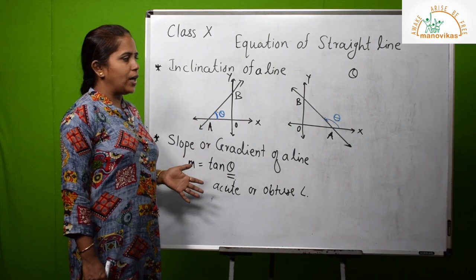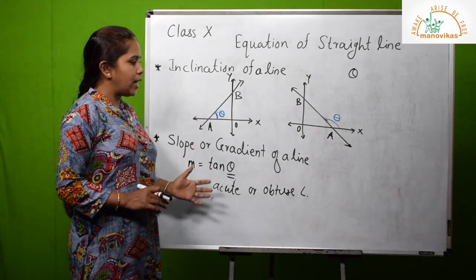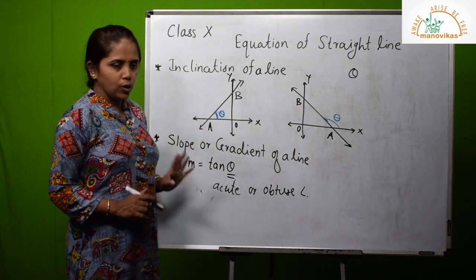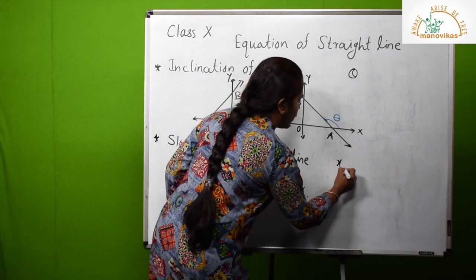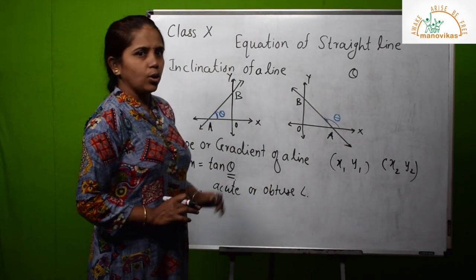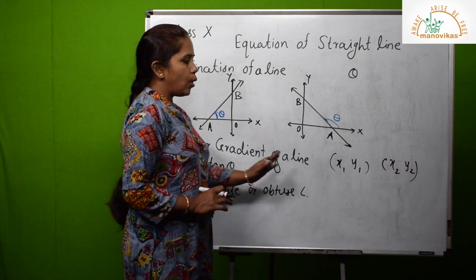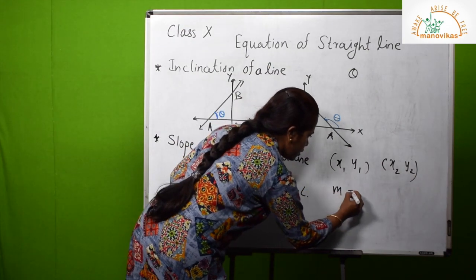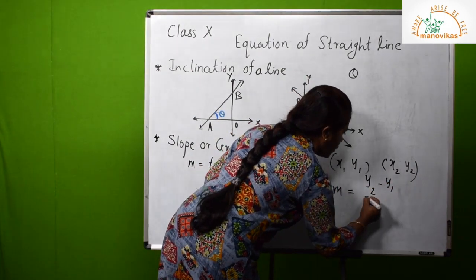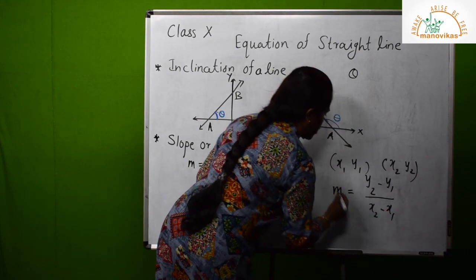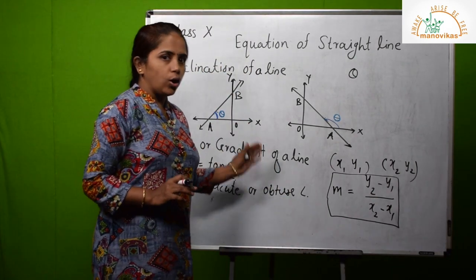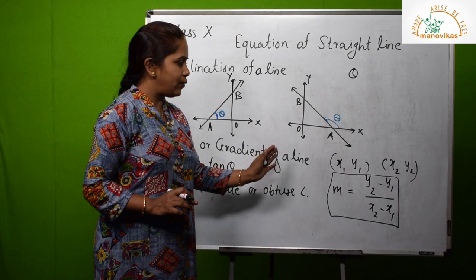Instead of the theta value, if any two points on the line are given, how do we find the slope value? Suppose (x1, y1) and (x2, y2) are two points on the line. Then the formula is m, that is slope, is equal to (y2 minus y1) upon (x2 minus x1). This is the formula to find the slope when the coordinates of any two points on that line are given.